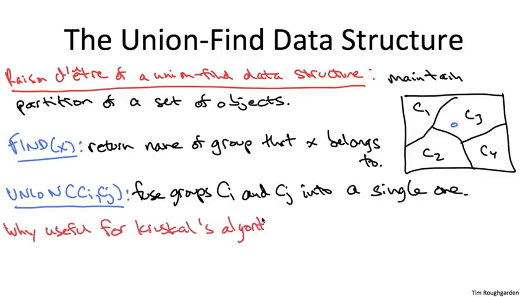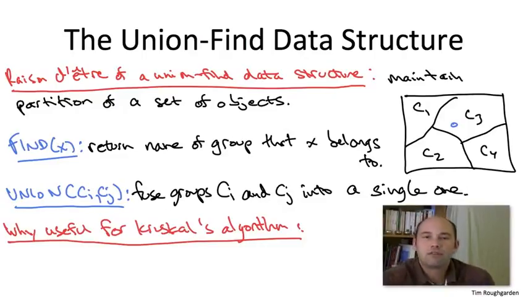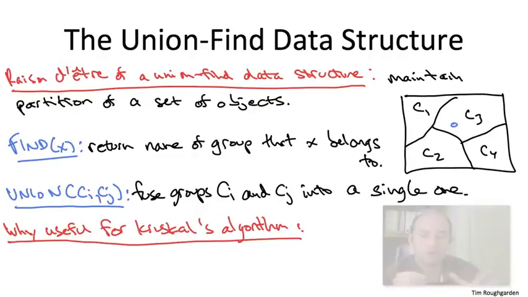So why might such a data structure be useful for speeding up Kruskal's algorithm? To see the connection, think of Kruskal's algorithm as working conceptually in the following way. Initially, when the algorithm starts and the set capital T is empty, each of the vertices is on its own, an isolated component. And then each time Kruskal adds a new edge to the set capital T, it takes two current connected components and fuses them into a single connected component.